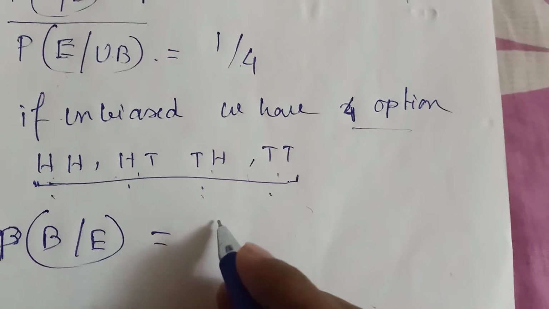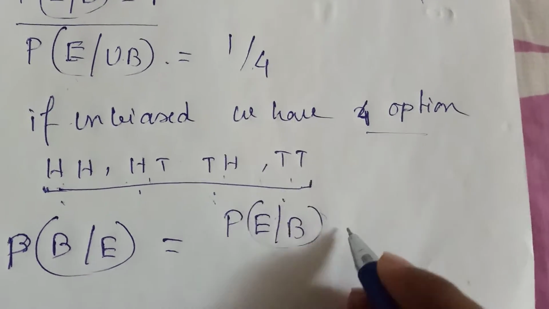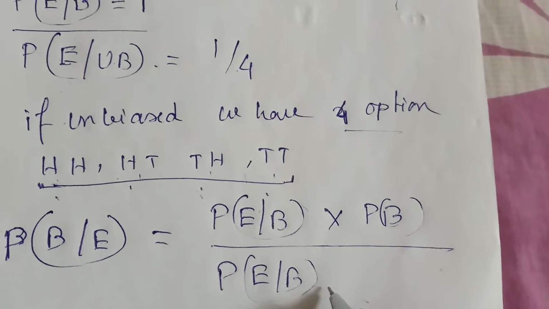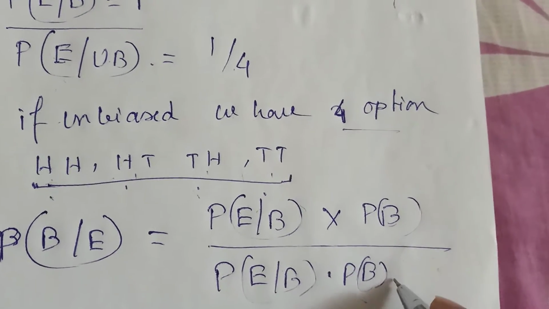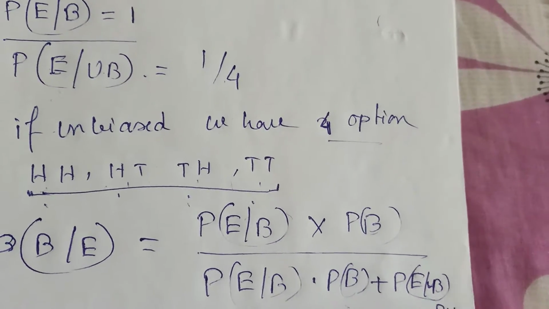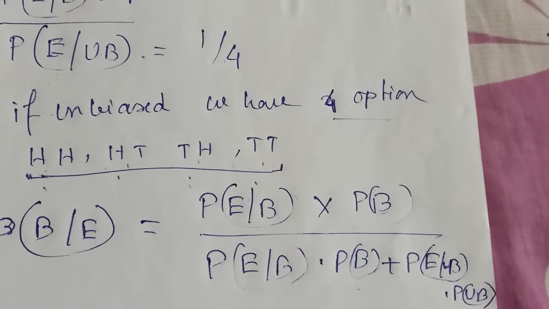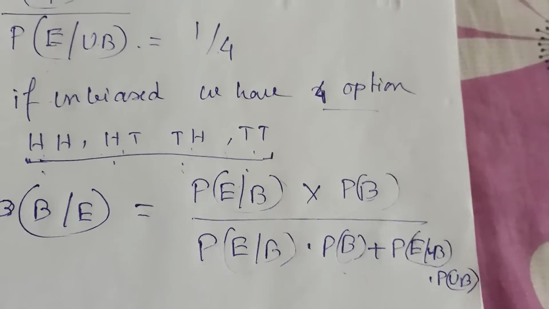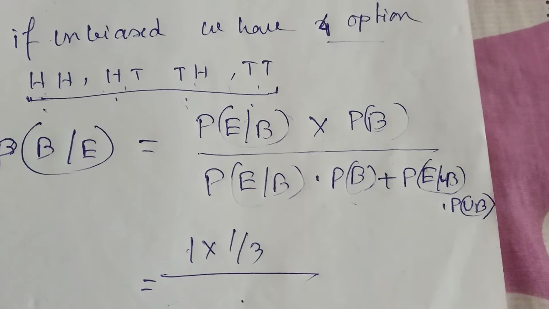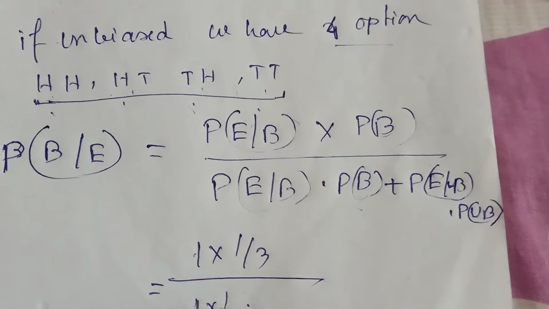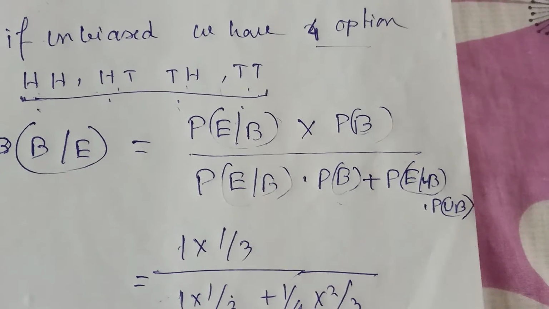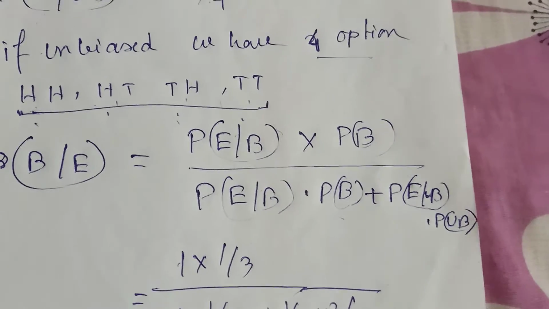From Bayes theorem, we can write the probability of B given E as P of E given B into P of B, divided by the total probability. Substituting the values of P of E given B and P of B, and then simplifying, the answer is 4 by 6, which is 2 by 3. So this is the answer.